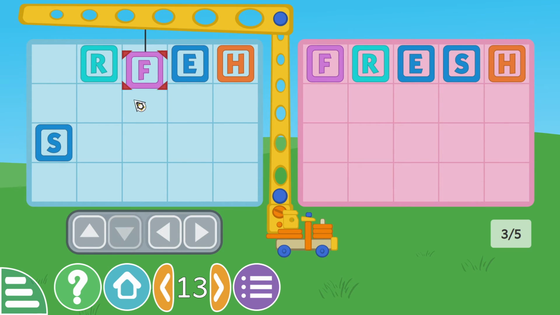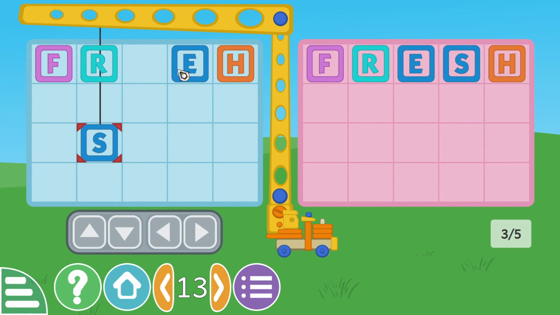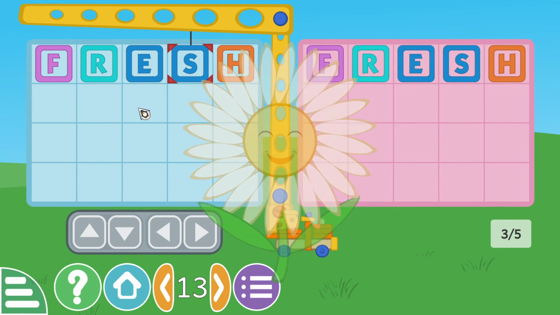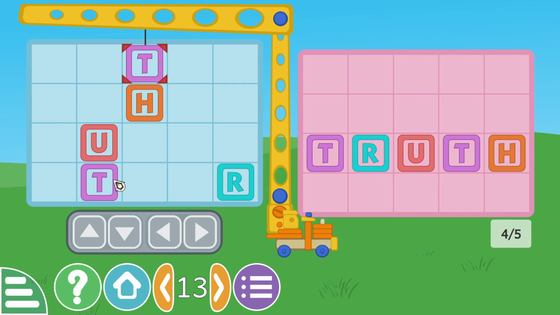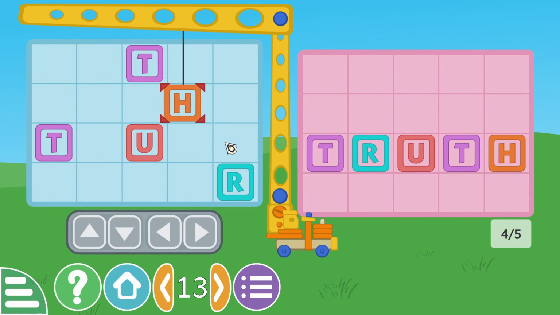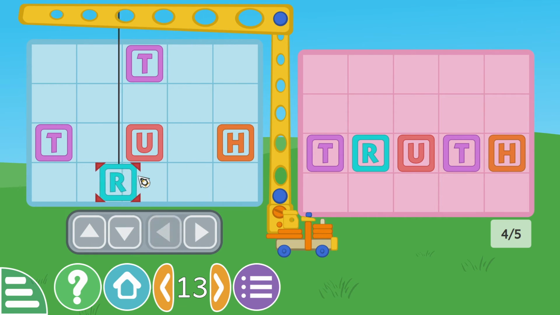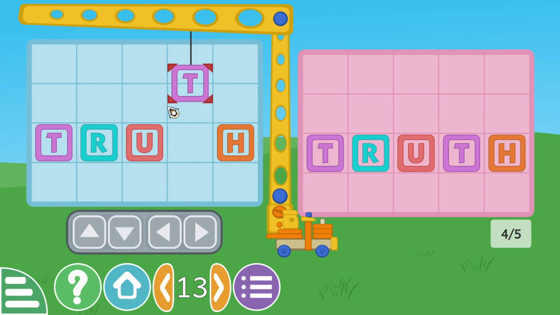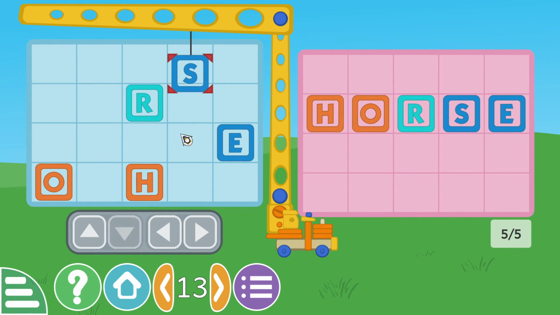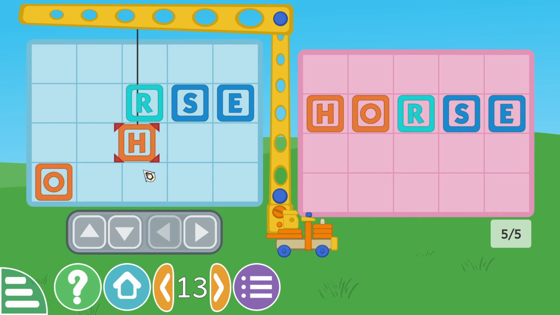When you eat fruit and vegetables, you want to get some fresh ones. Although you can have them not fresh if they've been frozen or kept in the fridge for a while. Truth. We know that some people sometimes lie and don't always tell the truth. A horse is an animal that you likely see at a farm.